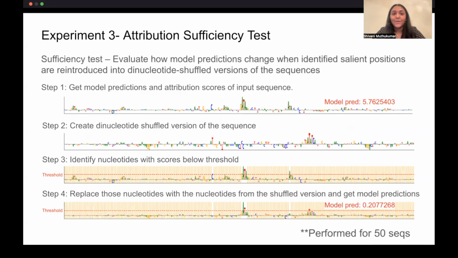The third test that I developed is the sufficiency test. For this test, I wanted to evaluate how the model predictions changed when the nucleotides considered less important were removed from the sequence. So basically, the way that this test works is that any nucleotides with scores underneath a given threshold are going to be removed from the sequence and replaced with nucleotides from the shuffled version. And the question that I'm asking here is, are the nucleotides that are considered important sufficient alone for the model to have high predictions? Because if the nucleotides that have low scores don't have high contributions to the model, then removing them and changing them wouldn't have a big impact on the model.